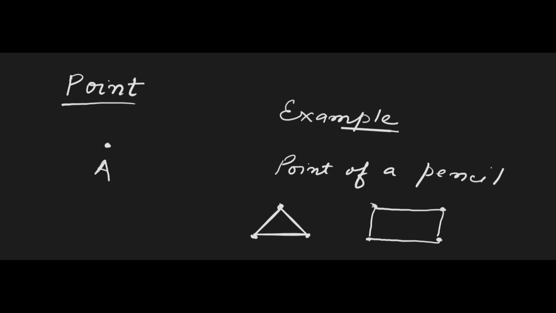A point can be given a name. Capital letters of the alphabet are used to name the points. You can see here I have shown this point with a marking as a capital A. You can write point B, point X, anything, but this alphabet should be in capital.